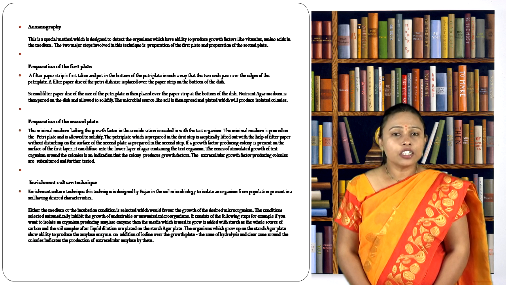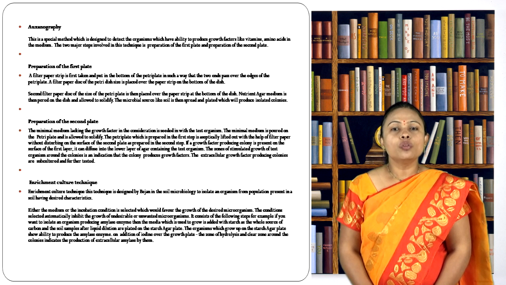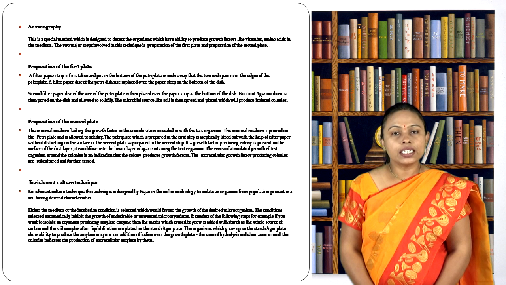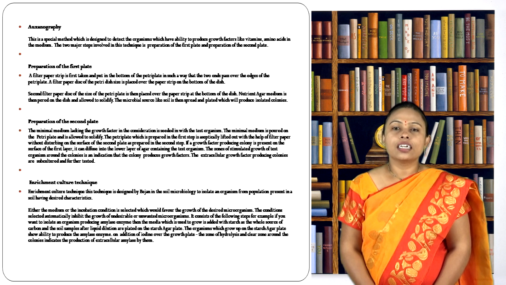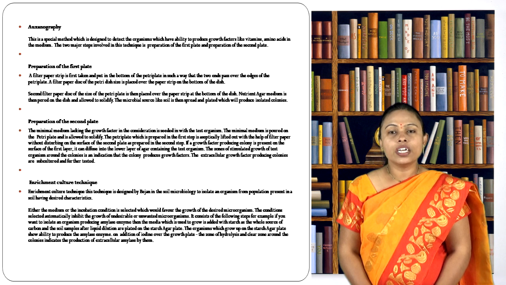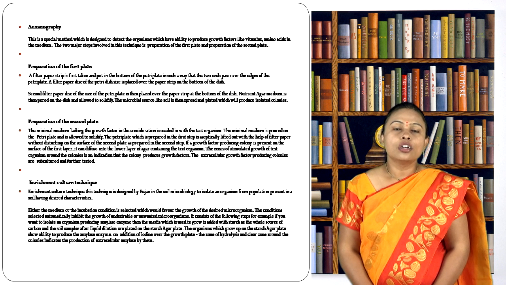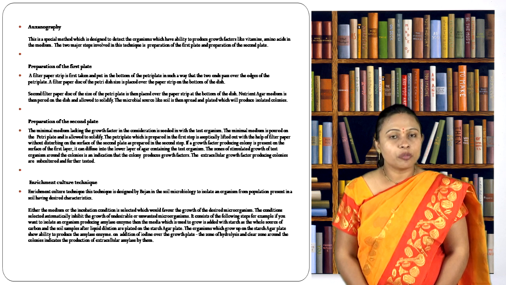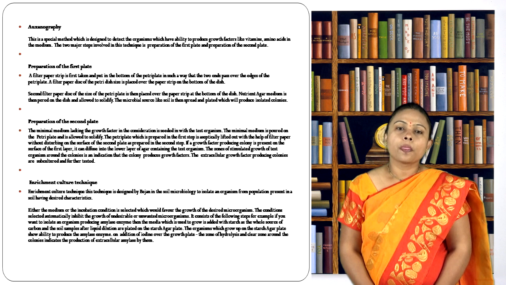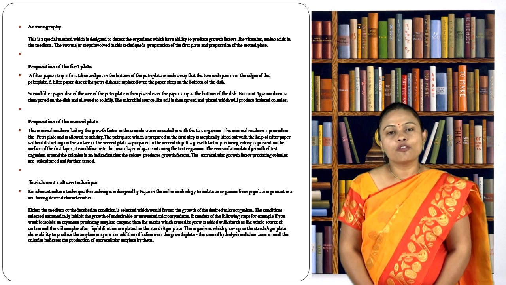Auxanography. This is a special method which is designed to detect the organisms which have the ability to produce growth factors like vitamins, amino acids, growth factors in the medium. The two major steps involved in this method are preparation of the first type of plate and preparation of the second type of plate. Preparation of the first type of plate.